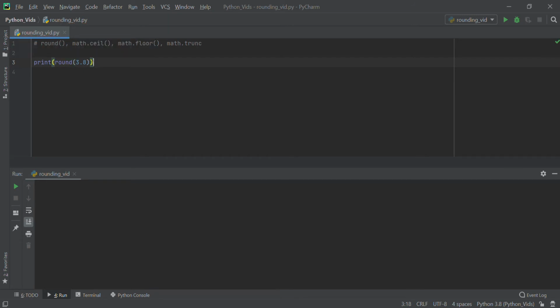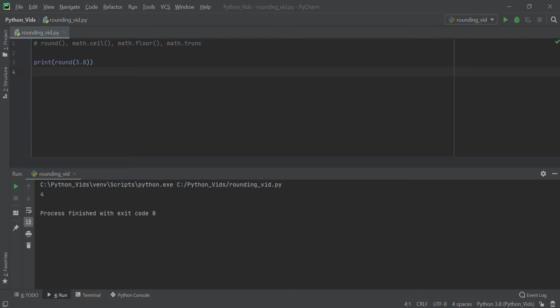So now what's this doing? Well, we're going to see what round 3.8 does, and then we're going to print that. And it prints a 4. So what's going on here? Well, as you might have guessed, we are rounding 3.8 to the nearest integer. In this case, the 0.8 at the end means it's closer to 4 than it is to 3, so it gives us 4. If we were to do something that's closer to 3, say 3.3, and then round that, it will print out 3.